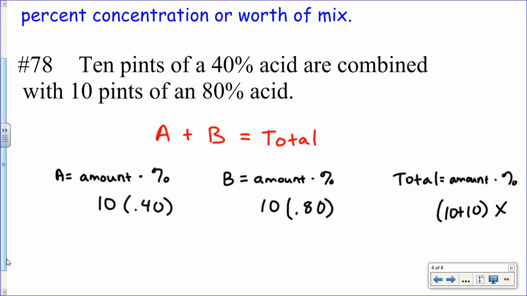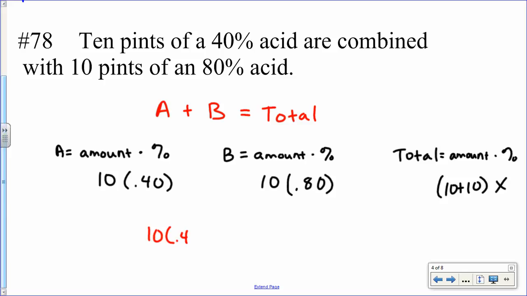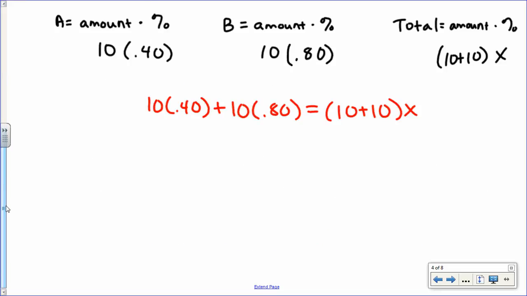So let's set this up as A plus B equals total. So 10 times 0.4 plus 10 times 0.8 equals 10 plus 10 times x. Once you have that set up, this is a really simple equation to solve. 10 times 0.4 is 4. 10 times 0.8 is 8. And then 20x. So 12 equals 20x. Remember, we're trying to find a percent here, so it makes sense to get a decimal answer. 12 divided by 20 is 0.6. So what percent? 60%.